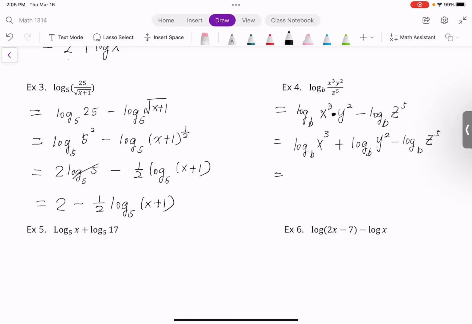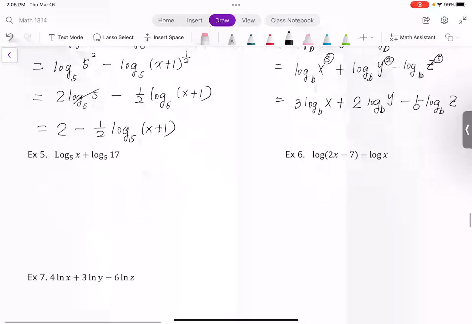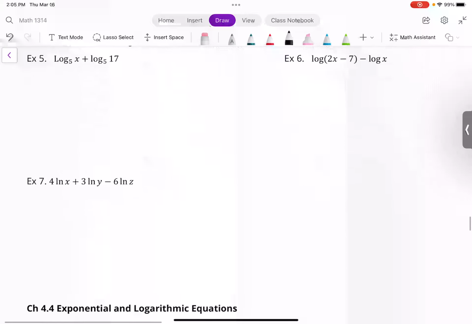Let's get rid of the powers. I can bring the power in front. 3 log base b x plus 2 log base b y minus 5 log base b z. Bring the 2, bring the 3, bring the 5 in front. All right, let's see the next example.